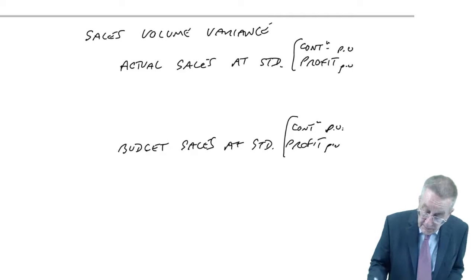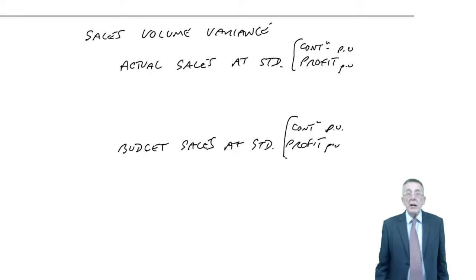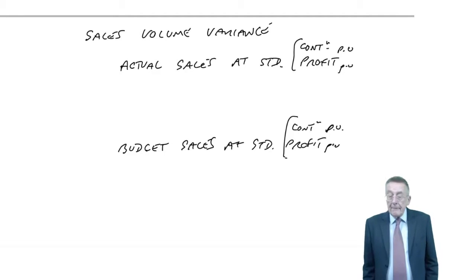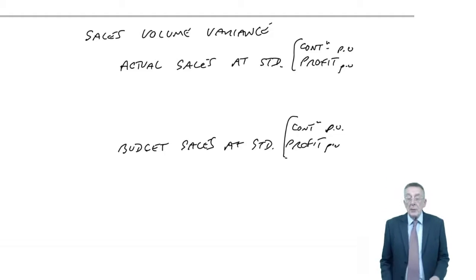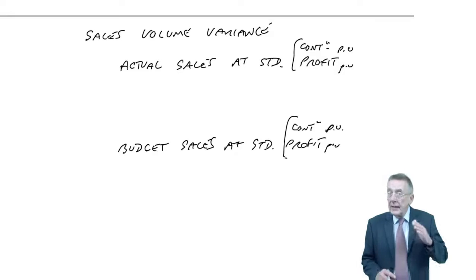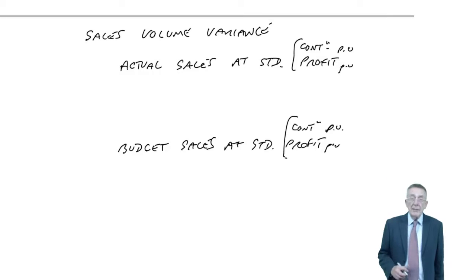Now, to be clear, in the exam it's not left up to you to decide, it'll be clear in the exam which one. So it's the same approach, it's just a question of whether we use contribution or profit. And if that's causing you any confusion, then again, you must go back and look at the paper F2 sales variances.